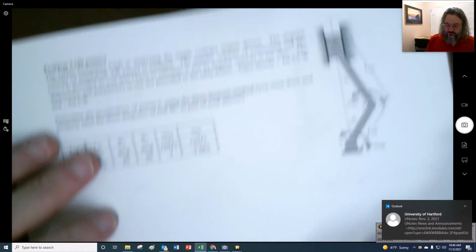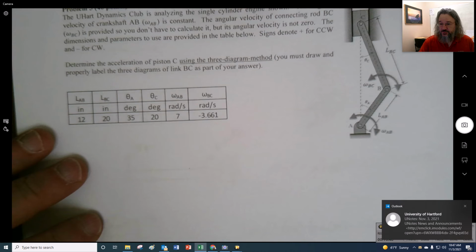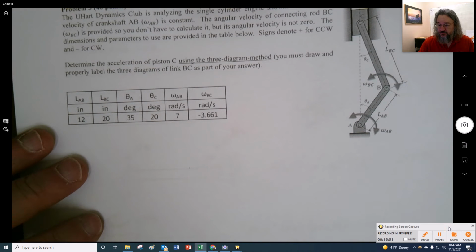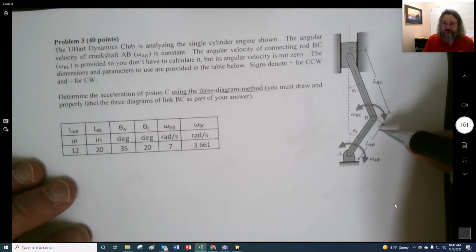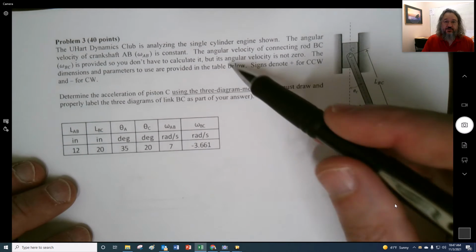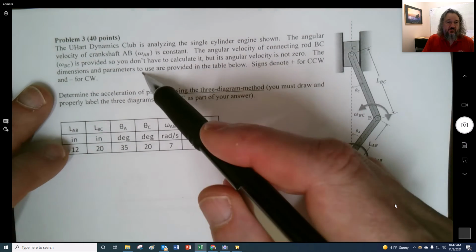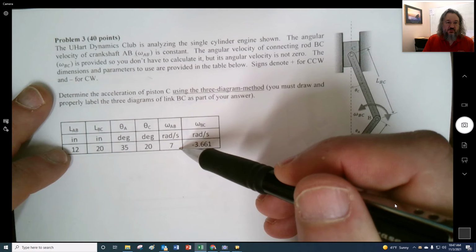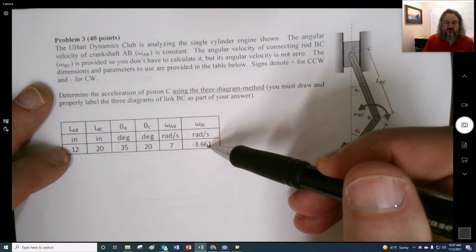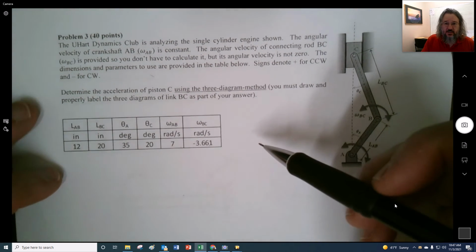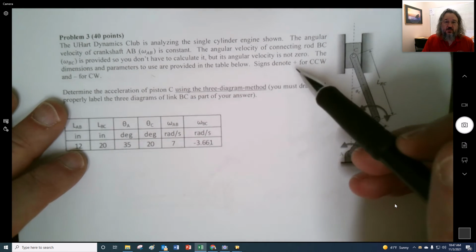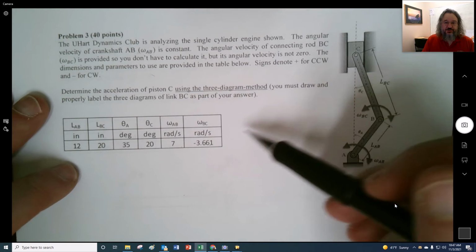All right. So the last problem is an acceleration problem, where I ask you to do the acceleration. Okay, so we have a standard piston problem, and so it's a single cylinder engine, and we have the crankshaft angular velocity right here. I also gave you the connecting rod angular velocity so that you didn't have to do a velocity analysis. The dimensions and parameters are right here.